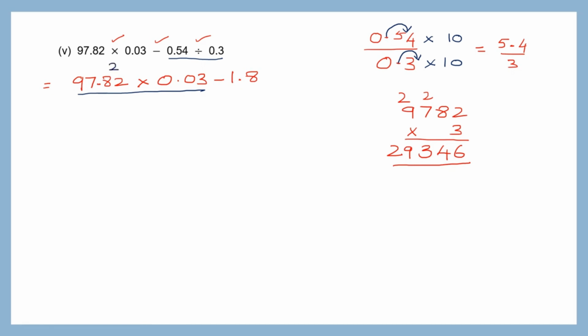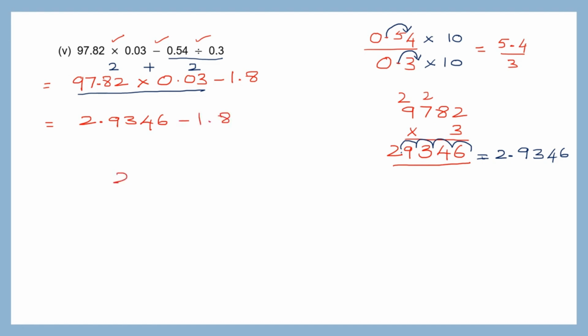Now let me go back to the question here and see how many decimal places there are. Now there are 2 decimal places here and 2 decimal places. So together there are 4 decimal places. That means in my answer also there should be 4 decimal places. So my point moves 1, 2, 3, 4. So the point comes here. So what do I get here? I get 2.9346. Now let me go back to the question. So I've got here, after multiplying, I got 2.9346 and I continue minus 1.8.